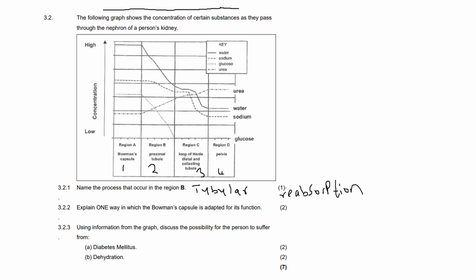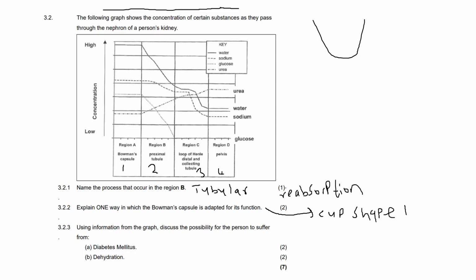Explain one way in which the Bowman's capsule is adapted for its function. One way would be that it's cup shaped. The Bowman's capsule is cup shaped, it's in a cup format, like this.